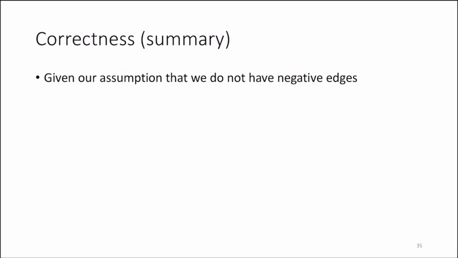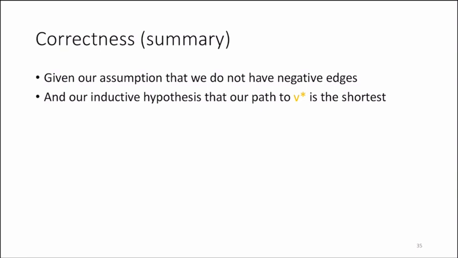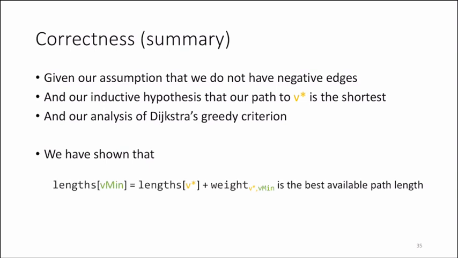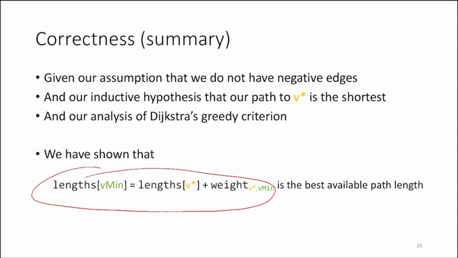All right, so what's our correctness summary here? Given our assumption that we do not have negative edges and our inductive hypothesis that our path to v star is the shortest, our analysis of Dijkstra's greedy criterion and a bunch of those different paths have shown that this path here is the best available path and that we will never go back and find a shorter path.